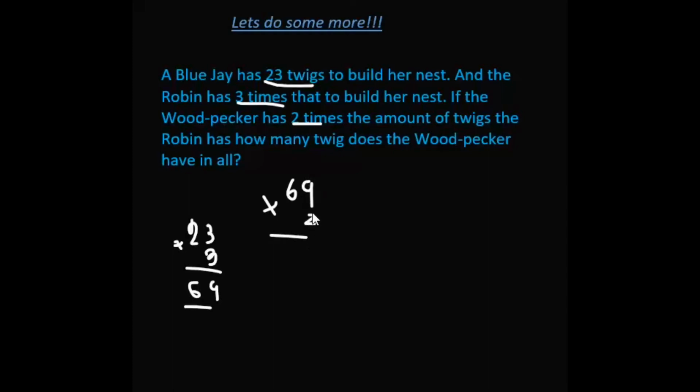9 times 2 equals 18. So we have 18 here, and then we have to write down that 1 over here. Okay, and then we have to do 6 times 2, which is 12. 12 plus 1 is 13. So the woodpecker has 138 twigs to build her nest with. Okay, let me just box that answer. There's a lot of twigs.